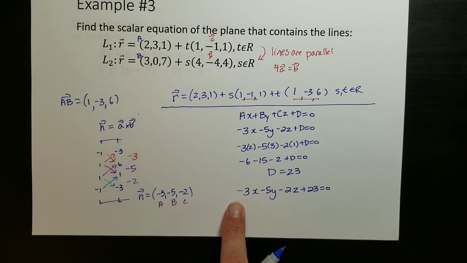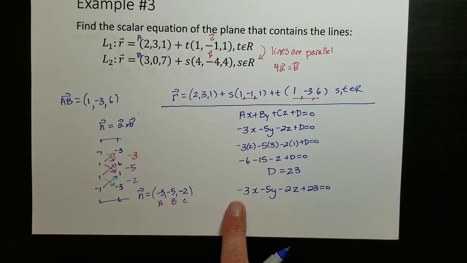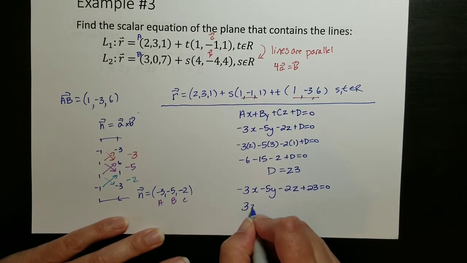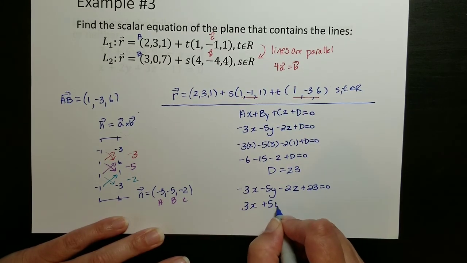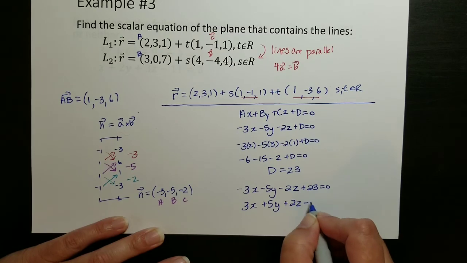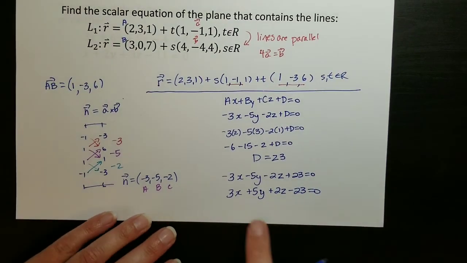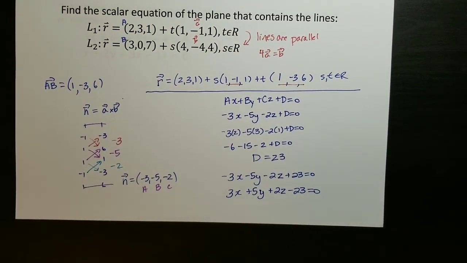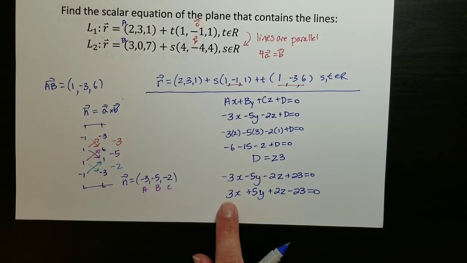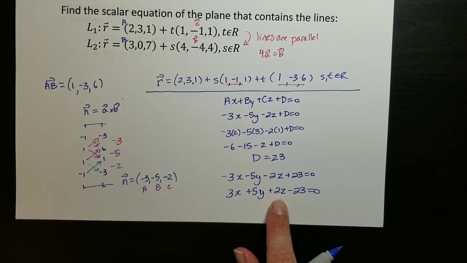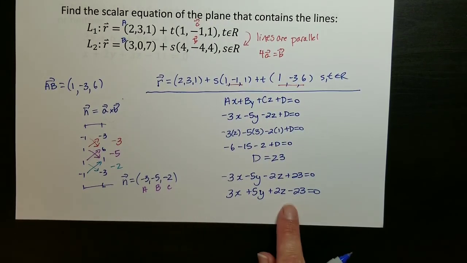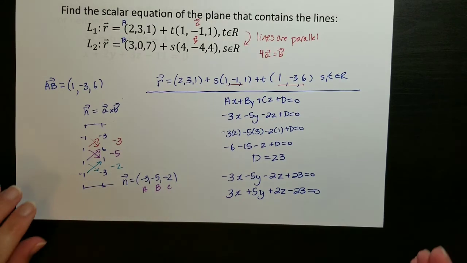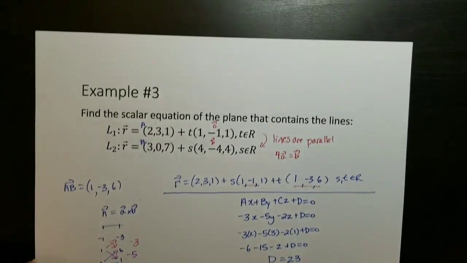But remember, we have to put this into standard form, which means getting rid of the negative as our leading coefficient. So multiply everything by negative 1 to change the signs. And if you had any kind of constant term that you could divide out, for instance, if you had gotten like 6x plus 10y plus 4z minus 46, you divide them all by 2 and just get that into lowest terms. So that's how to find the scalar or Cartesian equation for any plane.